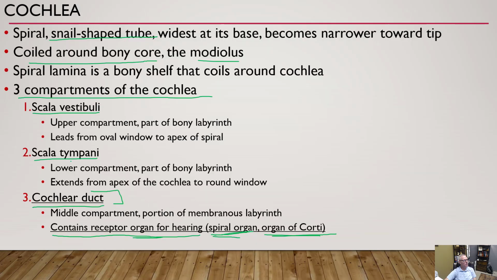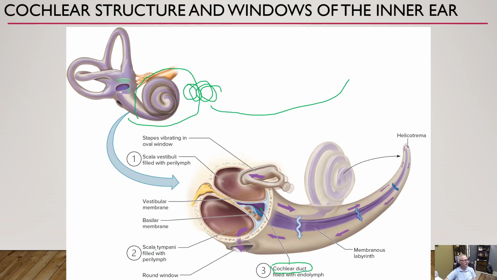You know, back here I said the scala vestibuli and the scala tympani. There's your scala tympani, scala vestibuli. You're not going to really need to know that. But the one that you need to know is that cochlear duct. It's going to have that endolymph in it, but it also contains those receptors for hearing. It's called the organ of Corti, or that spiral organ.